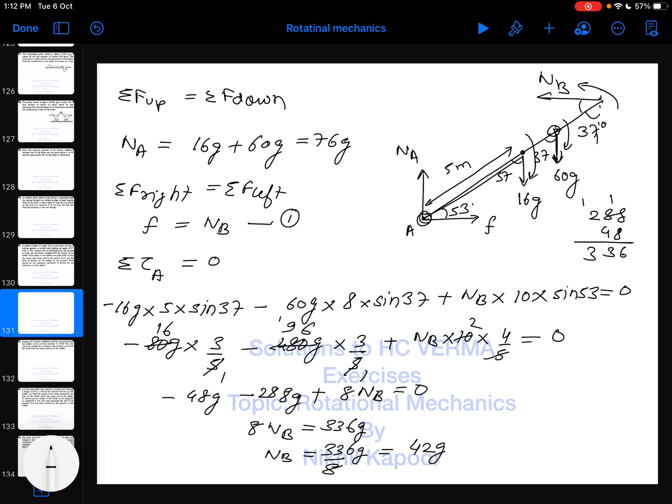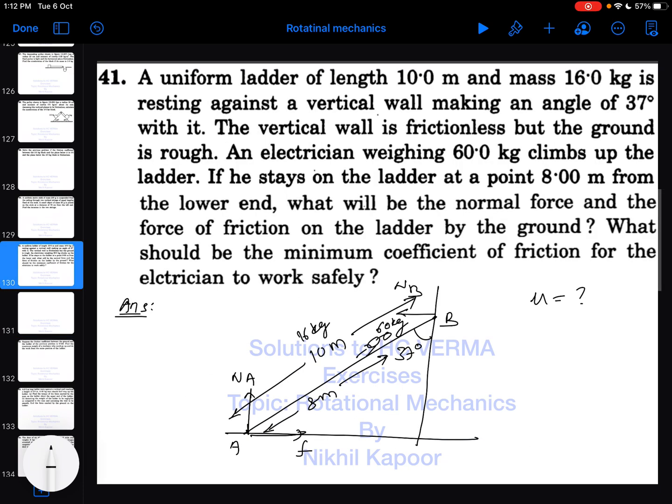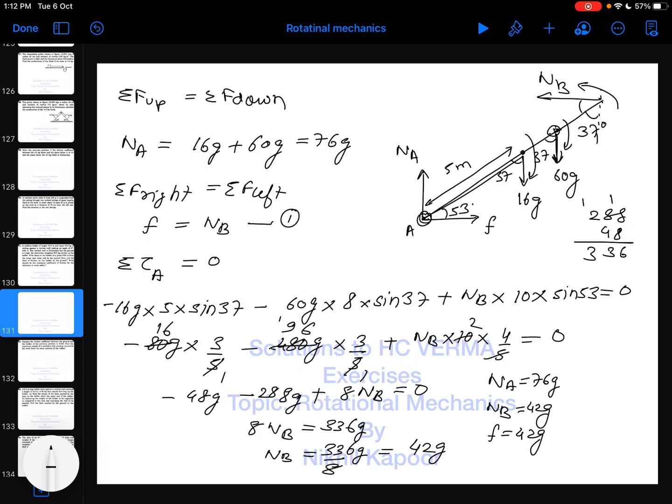So we have got the answer as NA and NB. So I can say NA is 76g, NB is 42g, while the frictional force is also 42g. On putting the value of g, which is not given here, I will take g as 9.8. We can get the required answer in Newton.